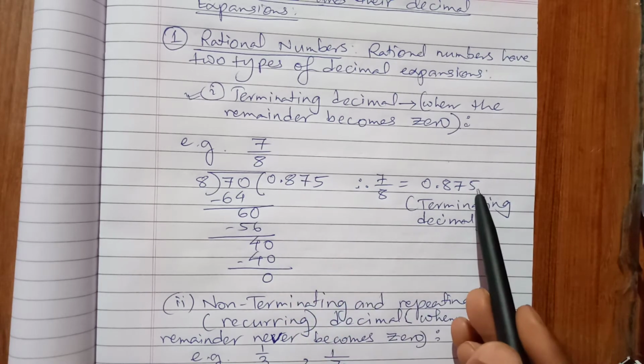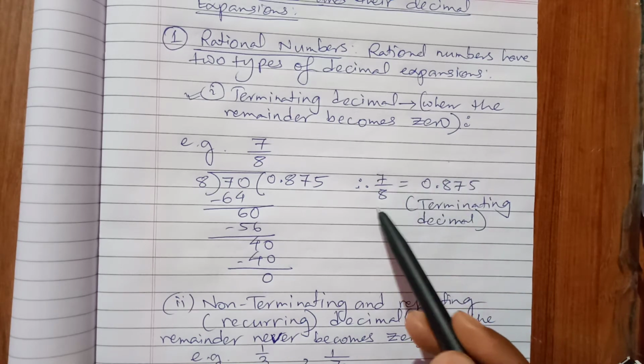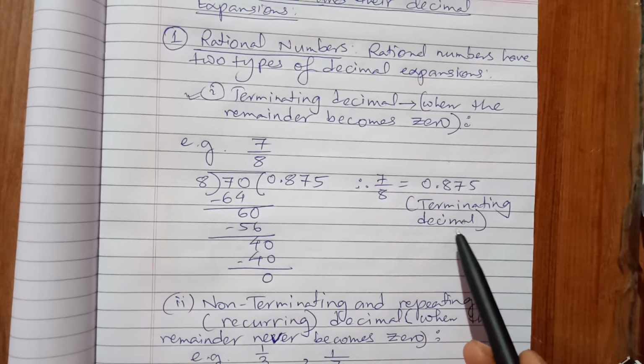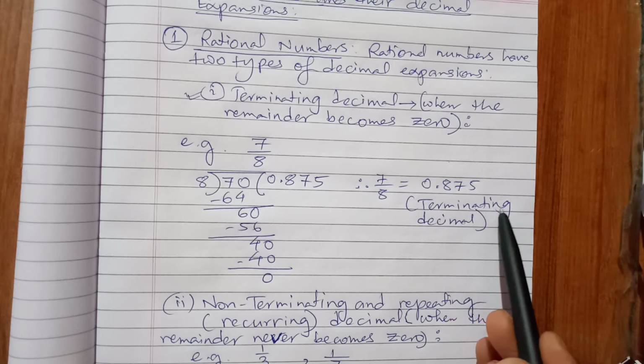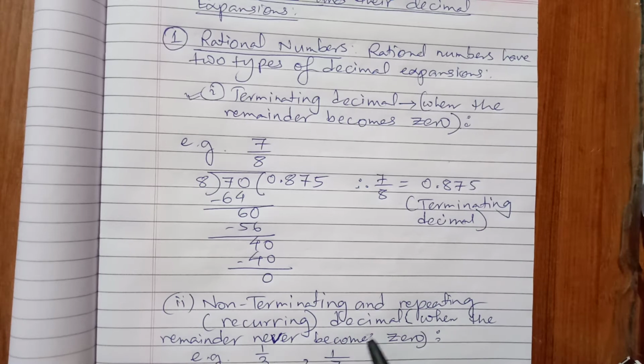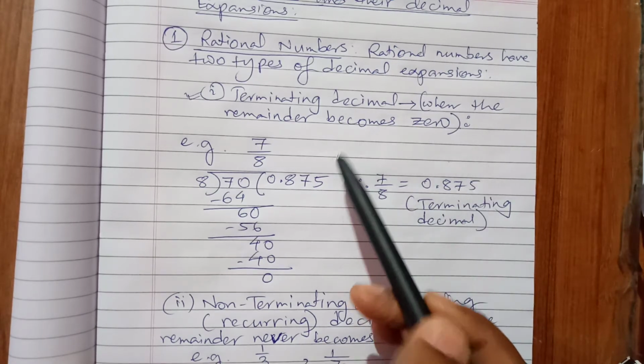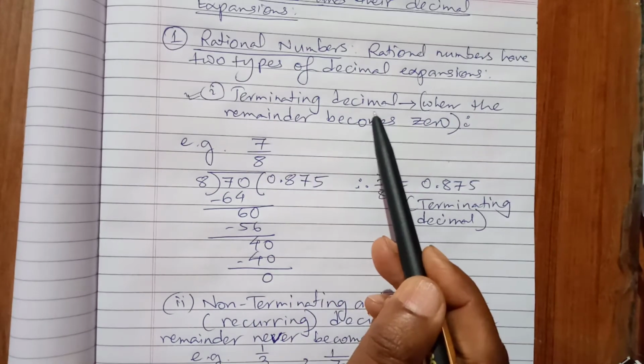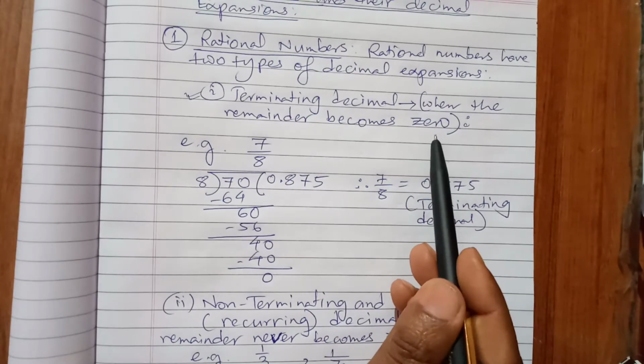In that case, the decimal value of that rational number is called a terminating decimal. Terminating means it is stopped. This is the meaning of terminating. So the first type of decimal for a rational number is the terminating decimal, that means when the remainder becomes 0.